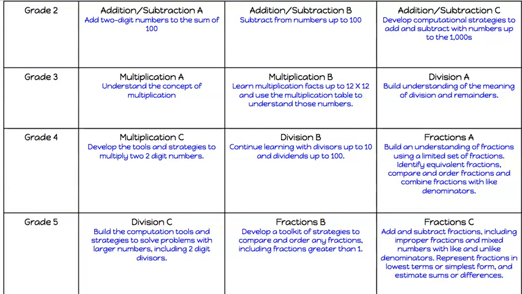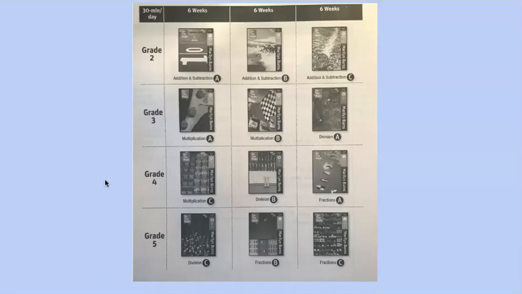If you take a look at this chart, it shows you typically that Do the Math is a 30-minute a day intervention, 5 days a week for 6 weeks. So it's a total of 30 lessons for each one of these books. This table is helpful when you're locating materials because you can see what the cover of each of these modules looks like.